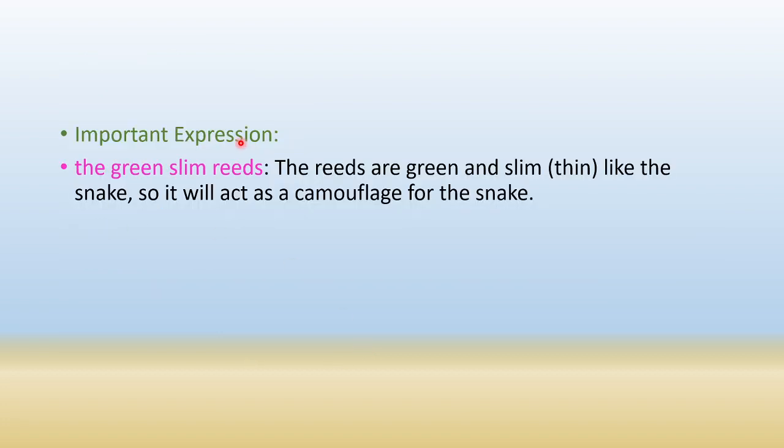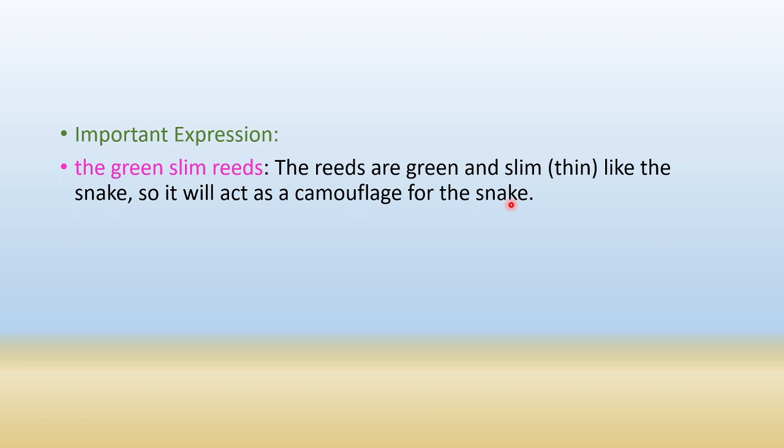The important expression from the stanza: the green slim reeds. So the reeds are green and slim. Slim here means thin, like the snake. So it will act as a camouflage for the snake. So they are green, slim, thin. The snake is also like that. So the snake will easily hide itself among those green reeds.